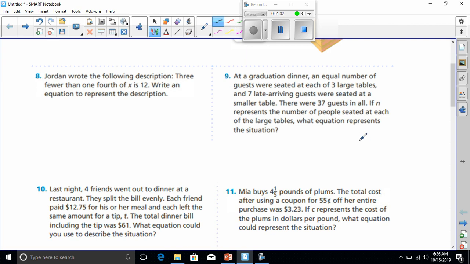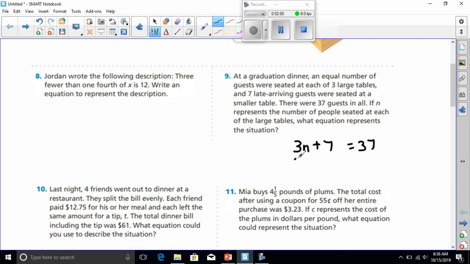Well, we know that there are going to be 37 people total. We also know that there were 3 large tables, and there were 7 guests. So let's see. If n represents the number of people seated at each table, we would have to multiply 3 times n. And then if there are 7 more guests, we'd have to add 7. So we'd have the equation 3n plus 7 equals 37.